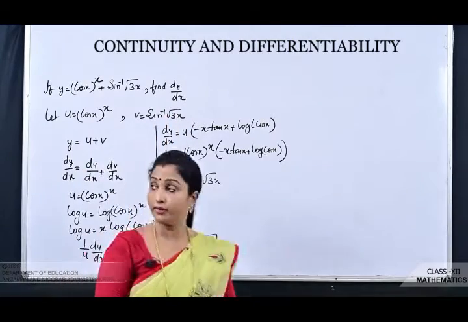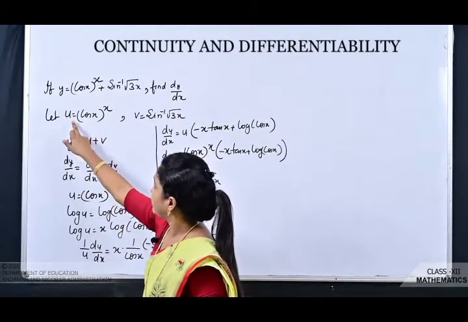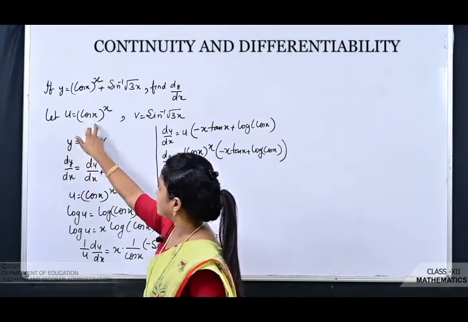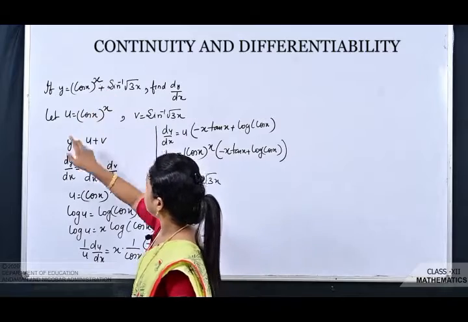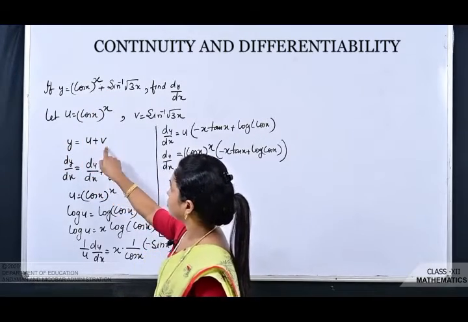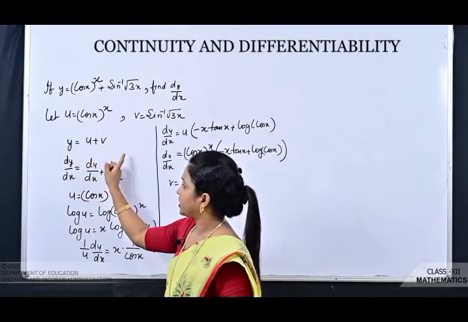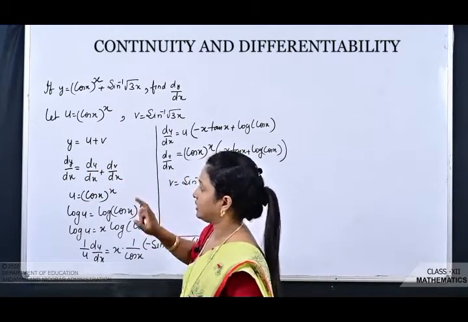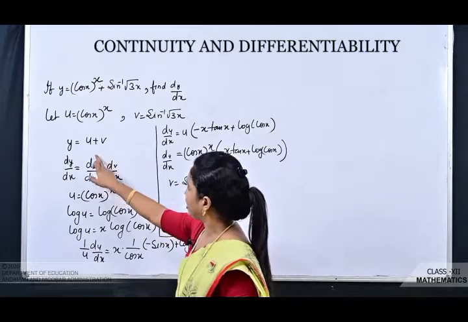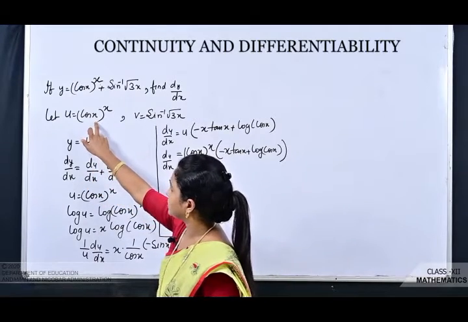Now what you will do here: supposing u as cos x to the power x and v as sin inverse root 3x, this equation becomes y is equal to u plus v. Then differentiating with respect to x, dy by dx is equal to du by dx plus dv by dx. Now du by dx you can get from this equation, correct?